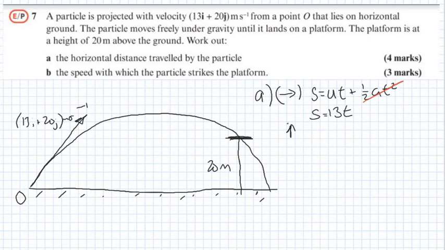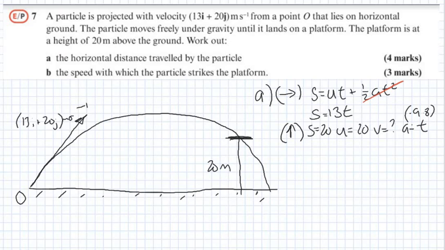Now let's look at the vertical. We'll use s, u, v, a, t. We know it's got to get to 20 meters, so displacement is 20. The vertical component of initial speed is 20. We don't know v, and that's not what we want here. The acceleration, as it's moving freely under gravity, is minus 9.8, as we've picked up as our positive direction.